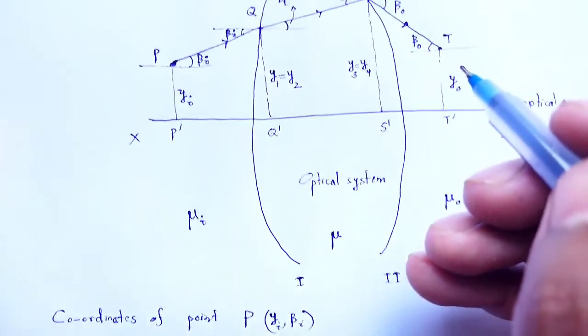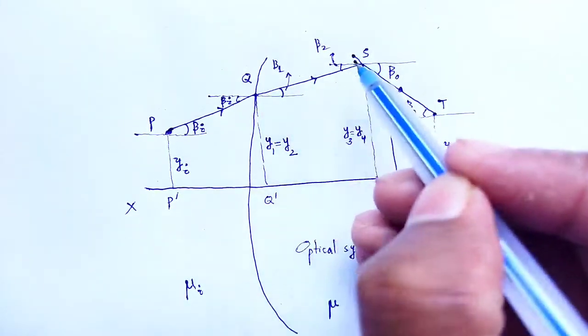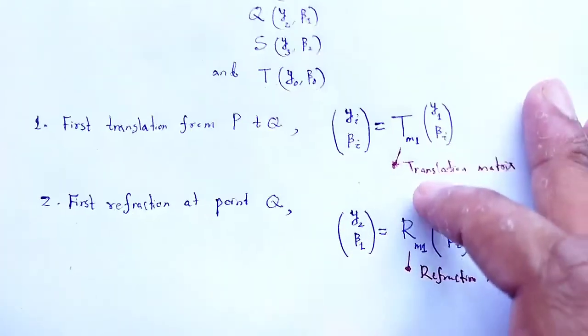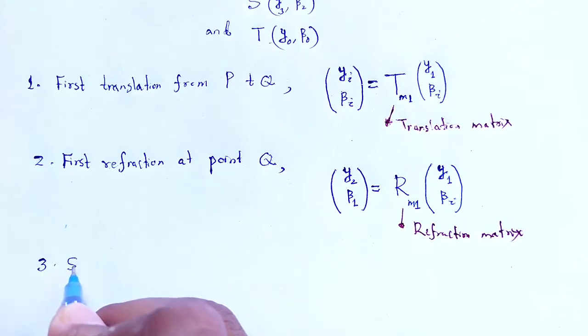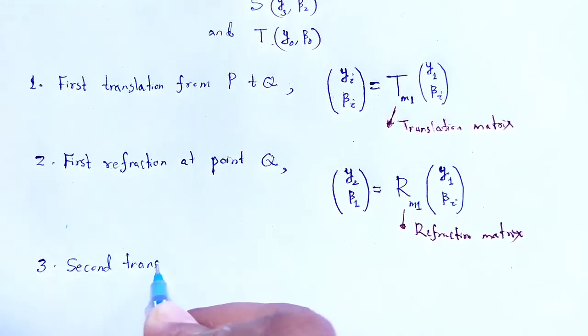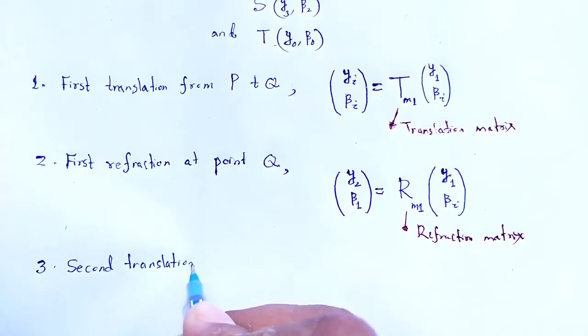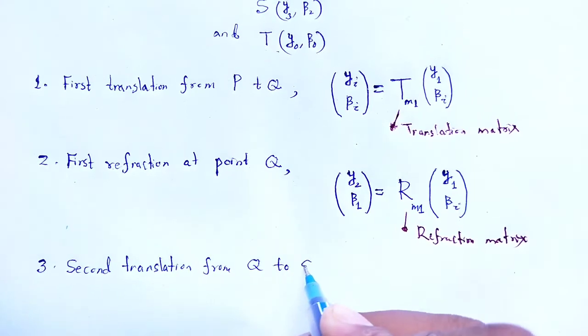Next, here the translation from Q to S, that is the second translation, from Q to S.